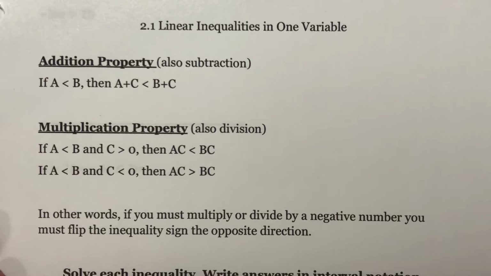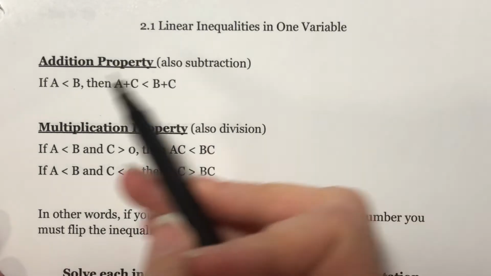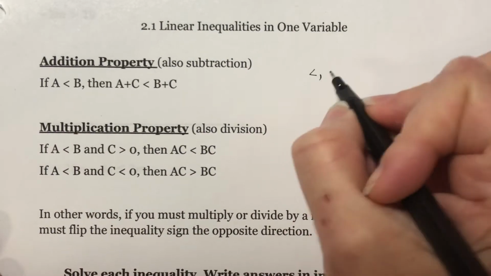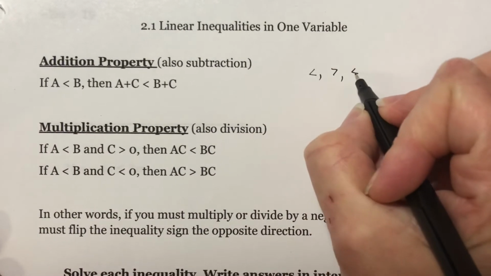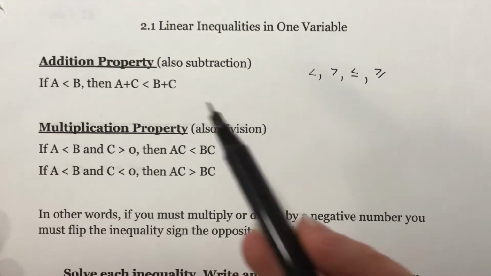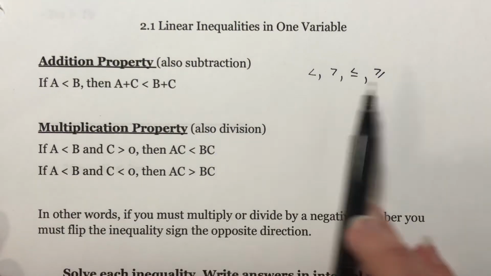This is section 2.1, linear inequalities in one variable. When we talk about inequalities, we're talking about things like less than. It could also be greater than, less than or equal to, or greater than or equal to. I'm only going to write our properties using one of them, but they do apply to all of them.